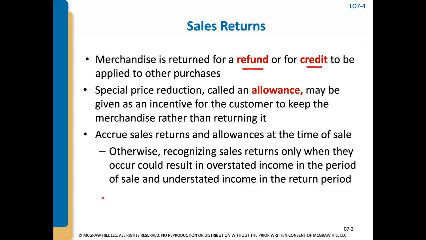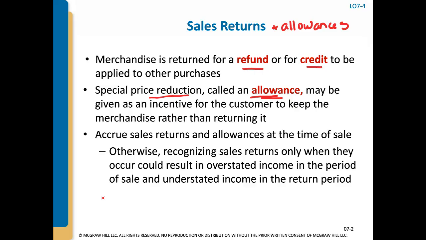So when we talk about sales returns, it's really sales returns and allowances. And there's a difference between them, but not really between how they're recorded. When we as the corporation give our customer a price reduction because the merchandise might be defective, instead of having them return it to us, we might say, why don't you keep it, but we'll give you 10% off. So the customer keeps it, and that's called a return allowance.